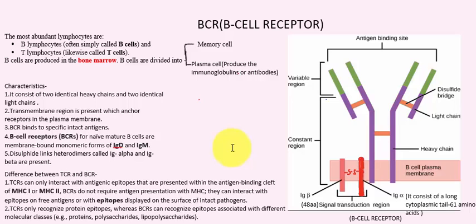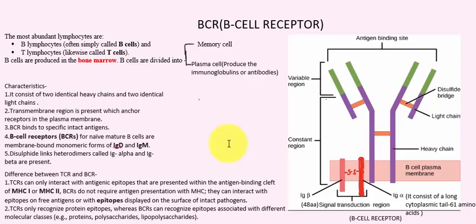The B cell receptors for naïve mature B cells are membrane-bound monomeric forms of IgD or IgM. And the difference with the TCR is TCR requires an antigen-presenting cell which first engulfs the antigen, chews and crushes it up, then it presents the antigen with the MHC. But BCR does not require an antigen-presenting cell with the MHC. They can interact with the free epitopes. They can interact with epitopes on free antigen or with epitopes displayed on the surface of the intact pathogens.